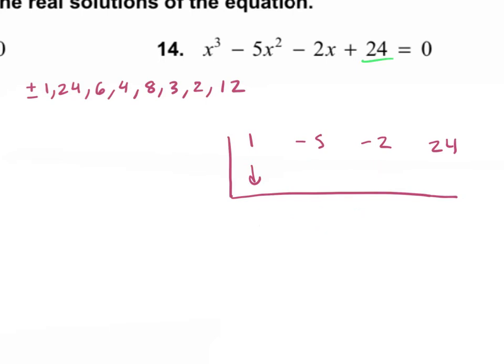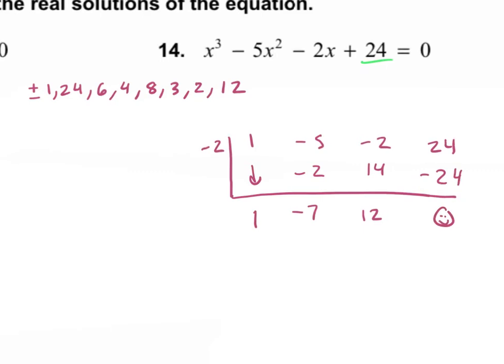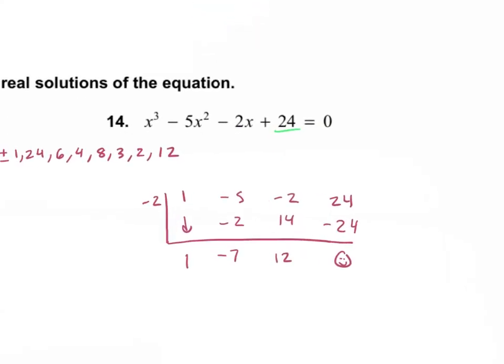What should we try next? -2? So drop down the 1, multiply, add, multiply, add, multiply. Yay, it works. So negative 2 is one of our answers. So I'm just going to write that up here. X is equal to negative 2.